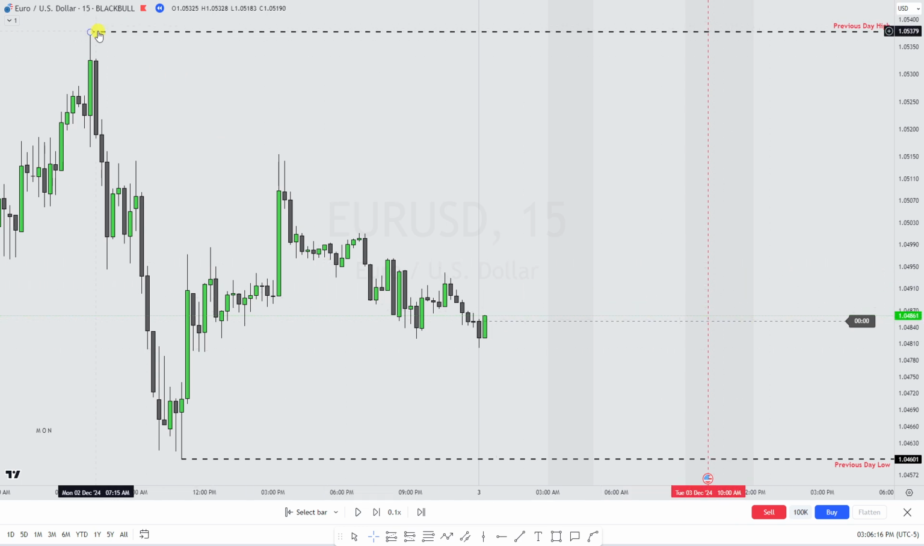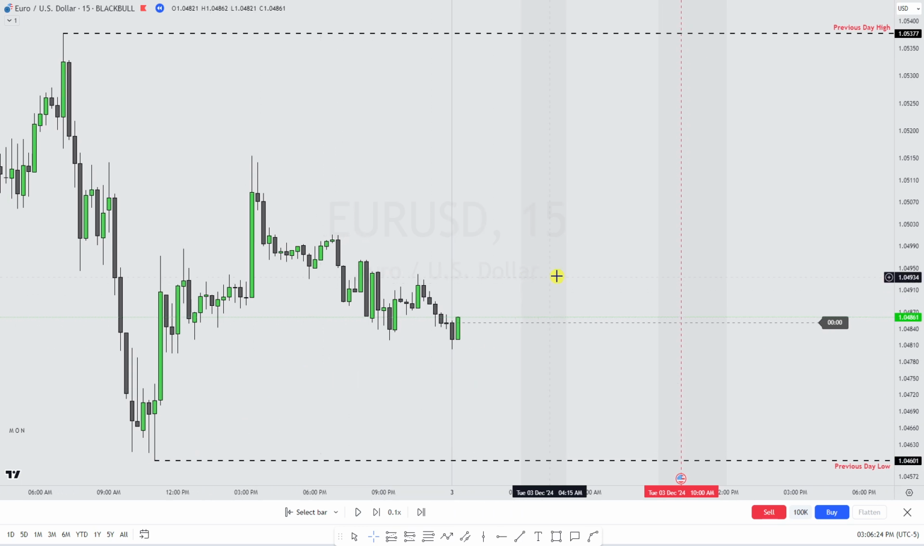So a couple of lines I've already pointed out. We have this previous day high, a Monday high, and then we have this Monday low over there. And then I have my session, London open from 3 a.m. to 5 a.m. highlighted. And then I have the New York session from 9 a.m. to 12 p.m. highlighted. And then I have this line over there notating this news event at 10 a.m.